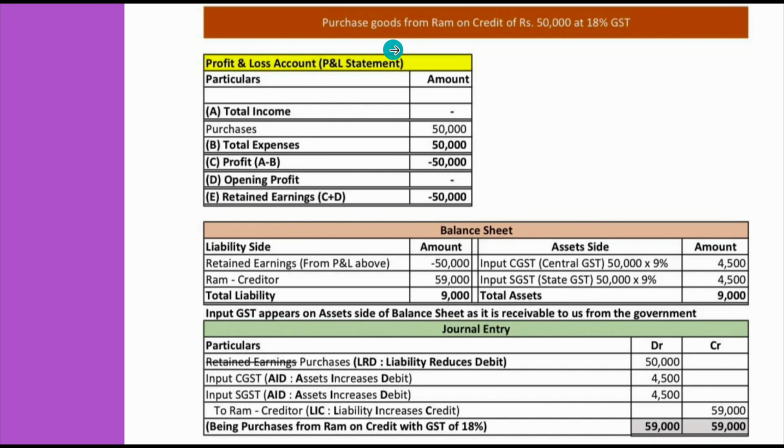Purchase goods from Ram on credit of rupees 50,000 at 18% GST. Now in the profit and loss account, purchase will appear on the expense side, rupees 50,000. That is the purchase amount. Due to which total expense is 50,000, profit, that is A minus B, is minus 50,000. Assuming it to be the first year of operation, there is no opening profit and hence retained earning is also minus 50,000, that is C plus D. Now this retained earning appears on the balance sheet liability side. So it is minus 50,000 here from the P&L above.